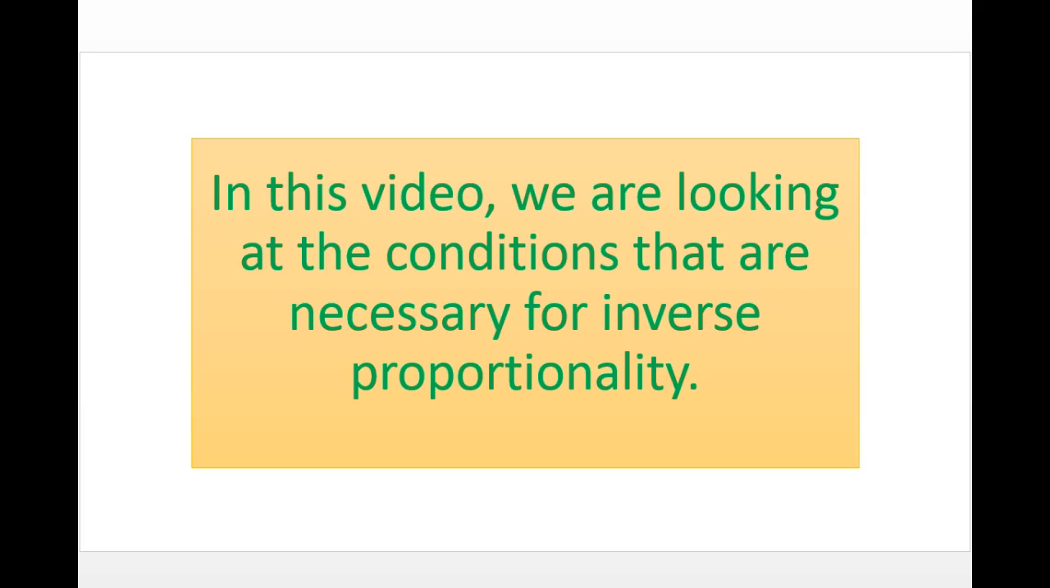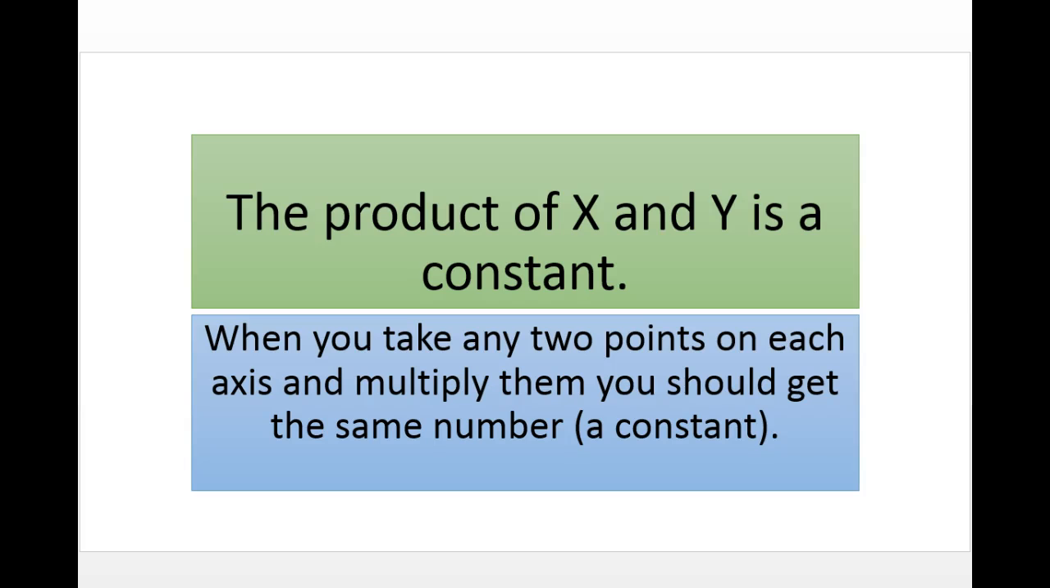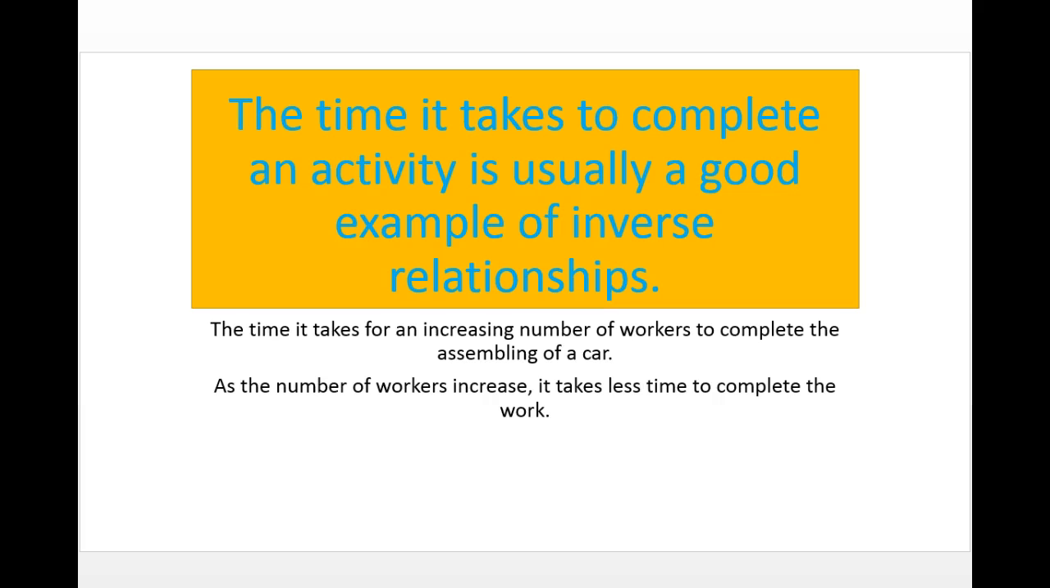In this video, we're now going to look at the conditions that are necessary for inverse proportionality. For inverse proportionality, you must have a constant when you multiply the x value times the y value. You can take any two corresponding values for x and y, and when you multiply them, they should come out to be the same number, which is a constant. So that's one of the conditions of inverse proportionality.